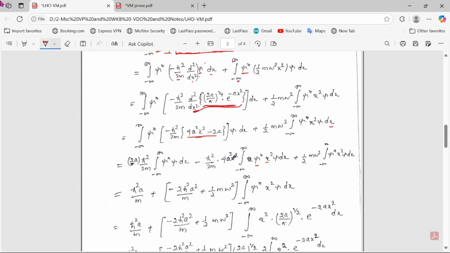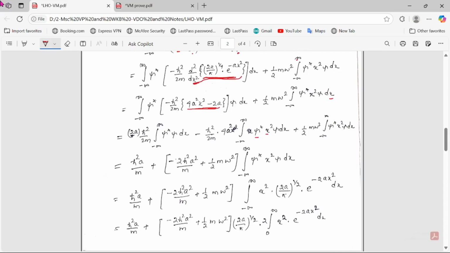Okay, you do it in your rough. Now multiply minus h cross square by 2m with this one and remove this bracket, then we can get the two terms here. Psi star, if I multiply minus h cross square by 2m into minus 2a, then it will be plus 2a h cross square by 2m psi star psi dx. Then multiply this one, minus h cross square by 2m, 4a x square and psi star psi. So it will be minus h cross square by 2m, 4a square is a constant taken outside, minus infinity to plus infinity, x square is a variable, so it will be inside the integral.